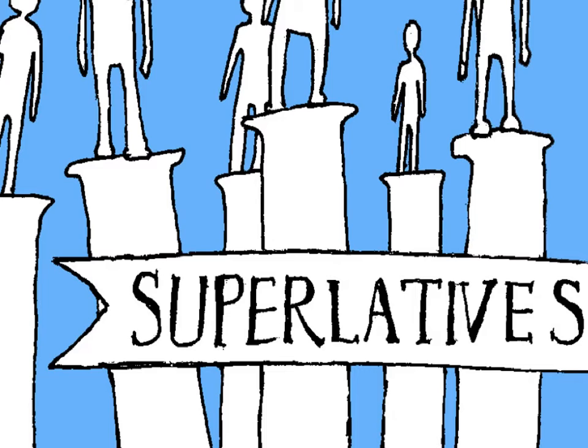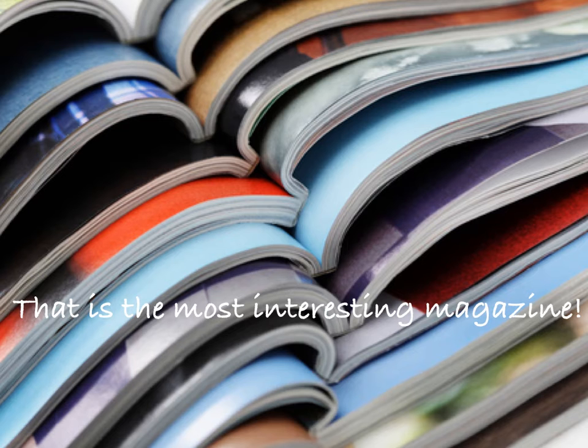Now let's look at another type of degree for the adjectives, the superlatives. As you can see in these pictures, these men are standing up, so they are in a higher position than everybody else down here. And that's why we use superlatives. Let's look at the examples.